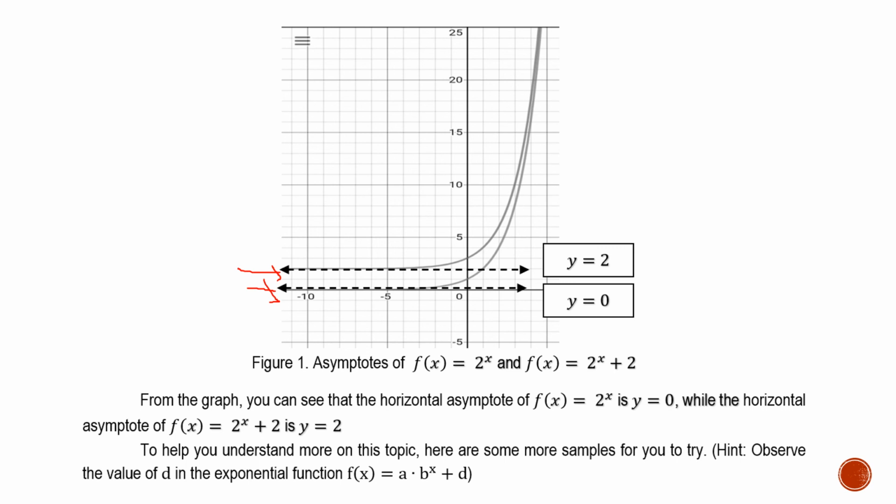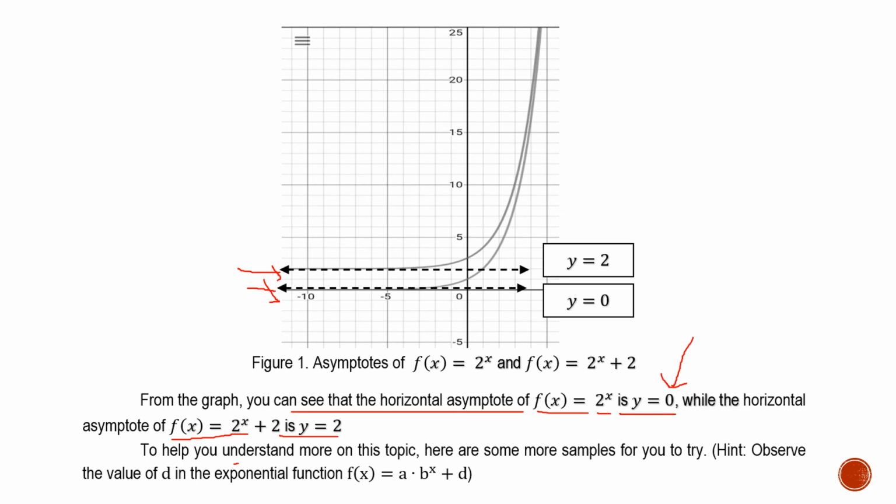So from the graph, you can see that the horizontal asymptote of f of x is equal to 2 raised to x is y is equal to 0, or we can say that this is your x-axis, while the horizontal asymptote of f of x is equal to 2 raised to x plus 2 is y is equal to 2. So in this case, there are two horizontal asymptotes. Here, the horizontal asymptote shifted 2 units away, to y is equal to 2, from the asymptote in your original function.